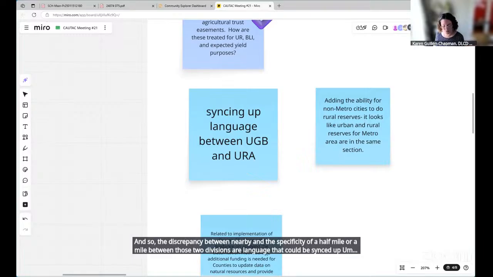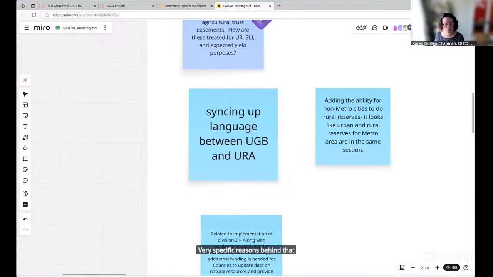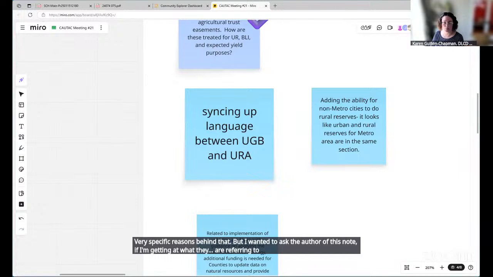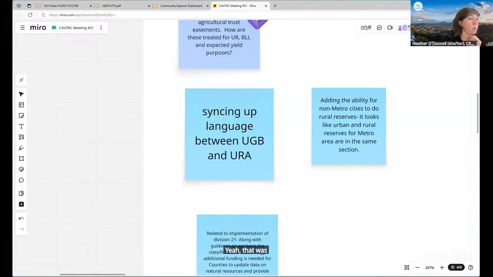We also believe that the different language has very specific reasons behind that. But I wanted to ask the author of this note if I'm getting at what they are referring to, or if there's something else we're missing here. So, yeah, that was me.